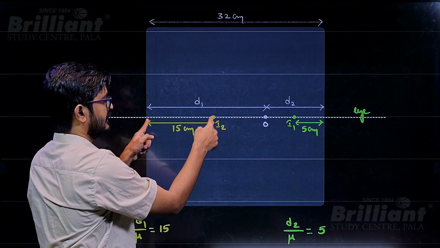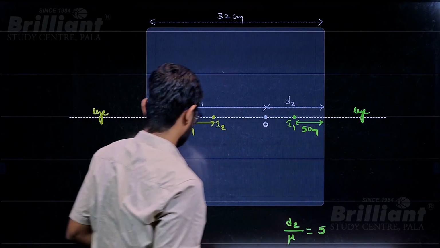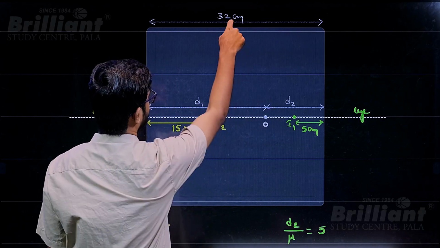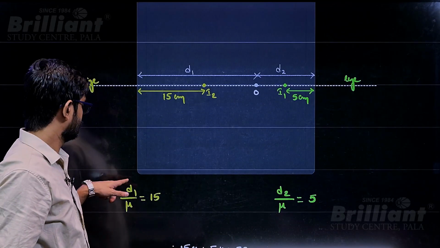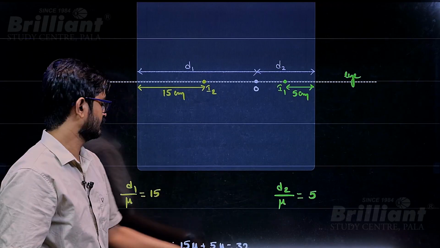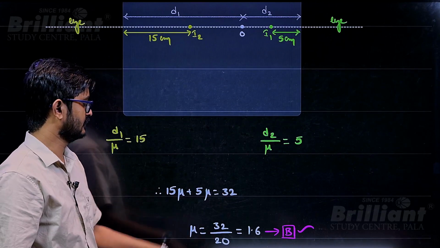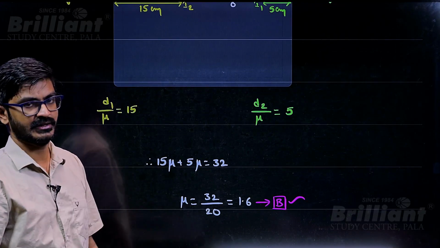d1 by mu is 15, d2 by mu is 5, but we know d1 plus d2 is 32. So d1 is 15 mu, d2 is 5 mu, so 20 mu. 15 mu plus 5 mu is d1 plus d2, which is 32. So from there we will be getting mu value as 1.6.